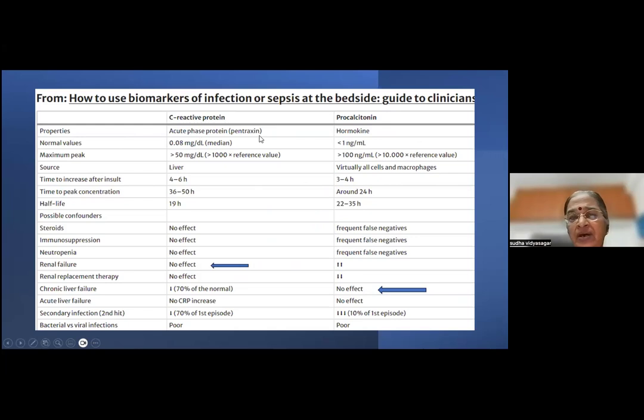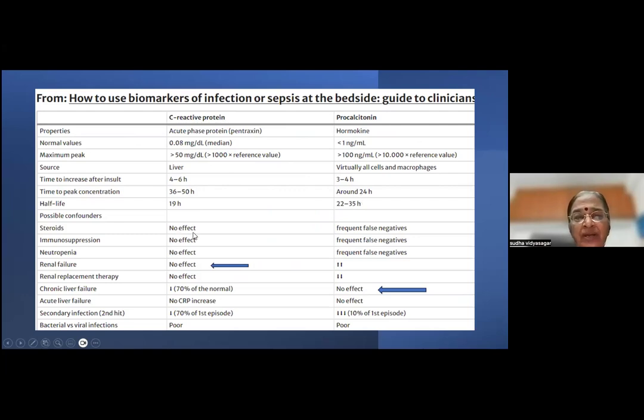Now, this is a chart which compares the two important things, the C-reactive protein and the procalcitonin. We know this is an acute phase protein. This is a hormokine. These are the normal values. The maximum peak is given here. The source of this is the liver, okay? And this can come from virtually all cells. And this takes time to peak. This is peaking very fast, the procal.